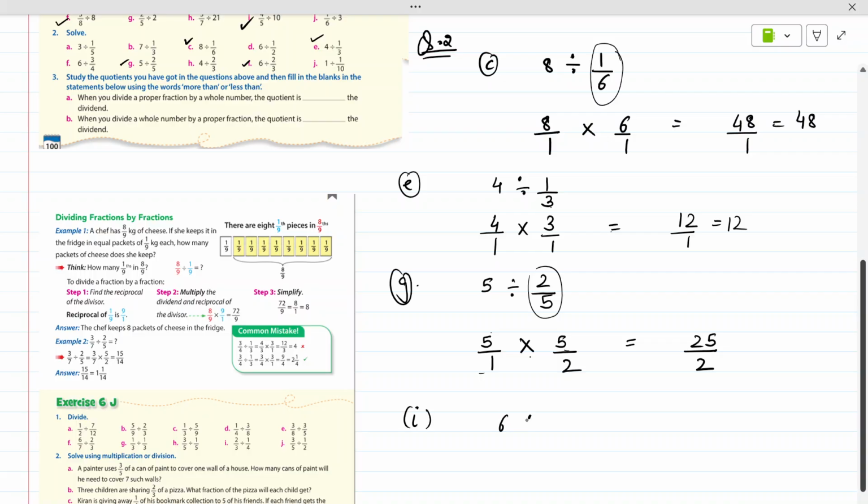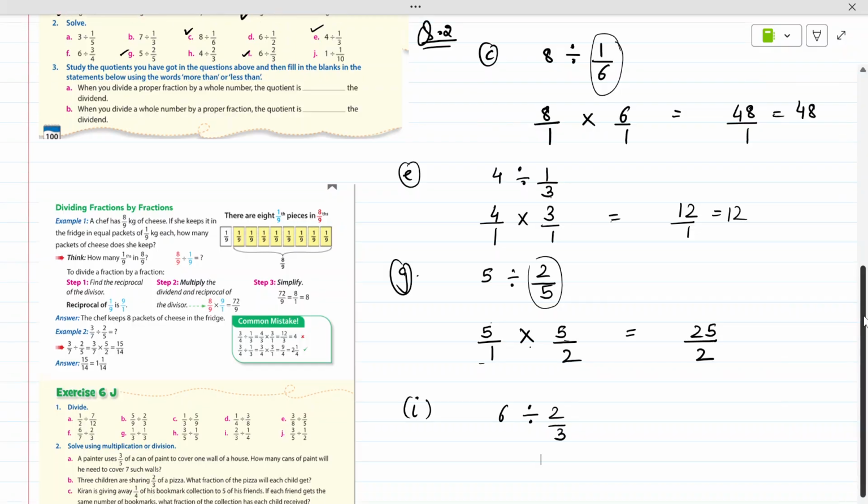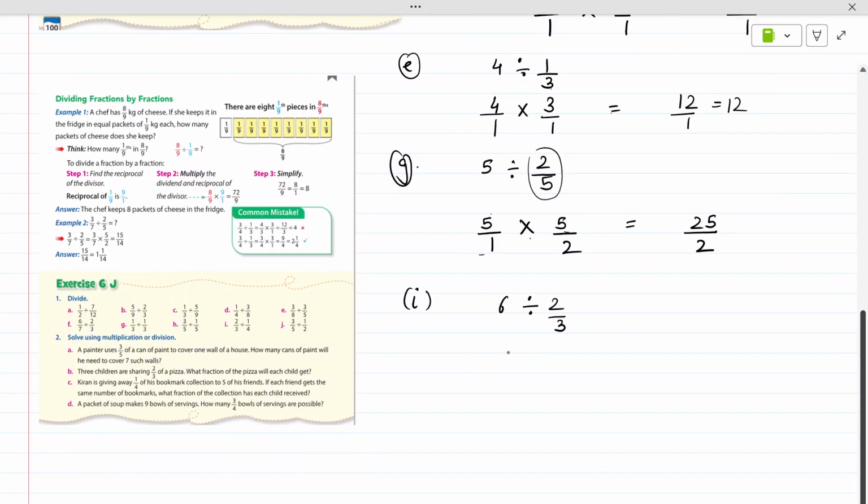Next is I part, which is 6 divided by 2 by 3. So again, first of all, change the 6 to a fraction and then change the division into multiplication. At the same time, do the reciprocal. This will be 3 by 2. They do not have a common factor. They do not have a common factor across.